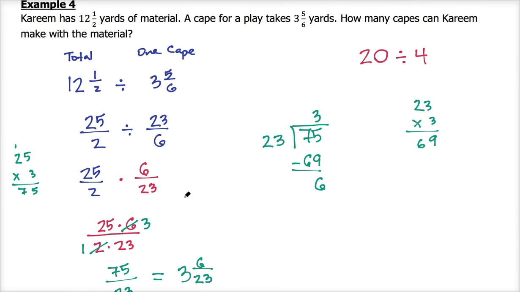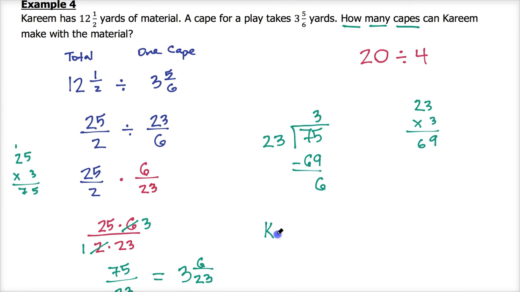Remember, you always want to put your final answers for word problems in the context of the problem. That means think about what you're actually measuring. The 3 and 6/23rds represents the number of capes. Okay, and just like the last video, we need to do some rounding for this problem because we can't make 6/23rds of a cape. That really doesn't make a lot of sense. So to answer the question, how many capes can Kareem make? Well, Kareem can only make 3 capes. Okay, we can't make 4 because we don't have enough material for that 4th cape.